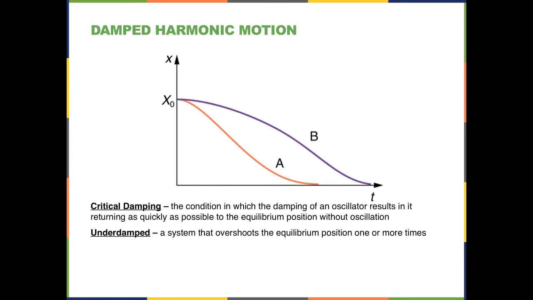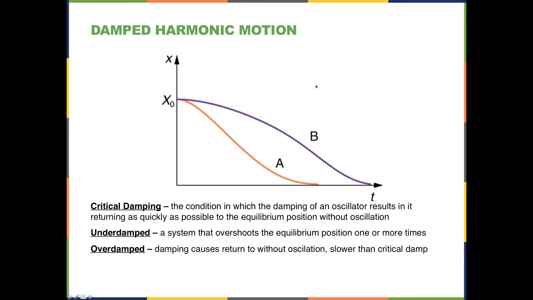Underdamped is the system that overshoots the equilibrium position one or more times. And this is actually a normal situation where you'll pull it out beyond the equilibrium position and let it go, and it will swing back and forth several times before it stops. And that's called underdamped.